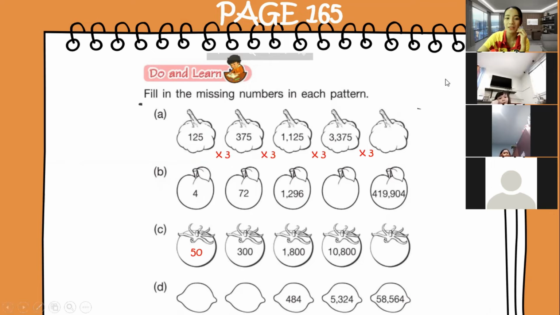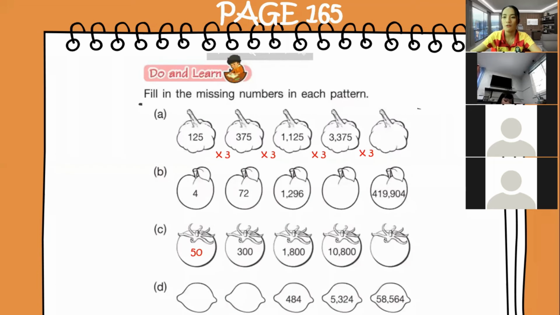Okay, so 125 times 3, very good, it's correct, equals 375. 375 times 3 equals 1,125. 1,125 times 3 equals 3,375. 3,375 times 3 equals 10,125. Very good. That's the correct answer too. So 10,125. Next, letter B. What is the number pattern here that was used?